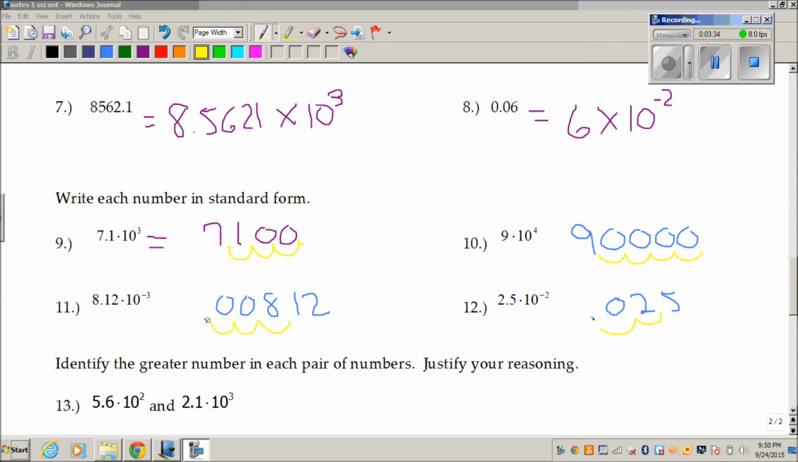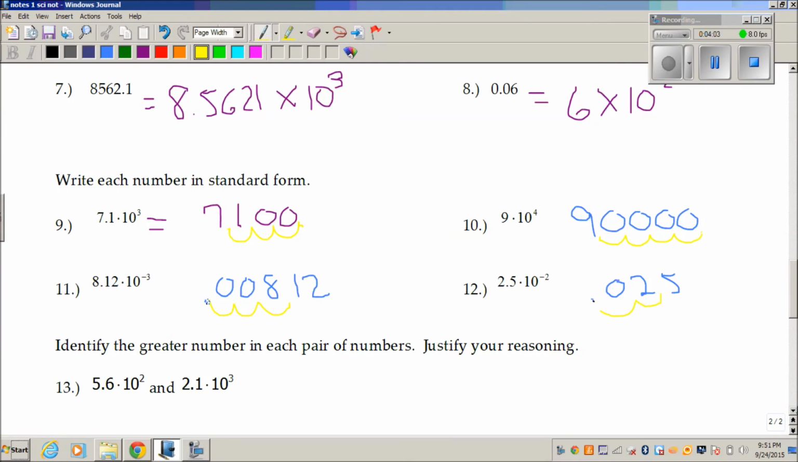Okay, so now please check your answers. For number 10, it should be 90,000. In number 11, the decimal has to move 3 place values. So it's after the 8, it moves 1, 2, 3, so it's 0.00812. In number 12, it had to move 2 place values to the left. So it starts after the 2, it goes 1, 2, so it's 0.025.